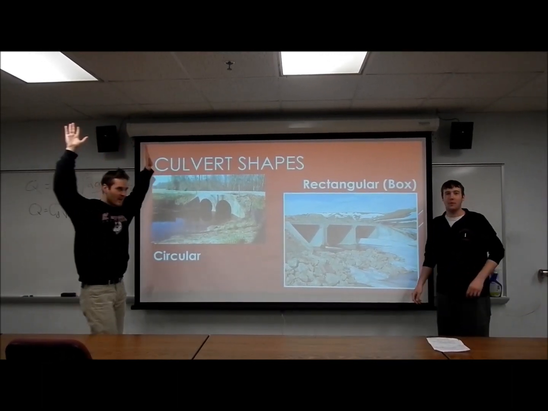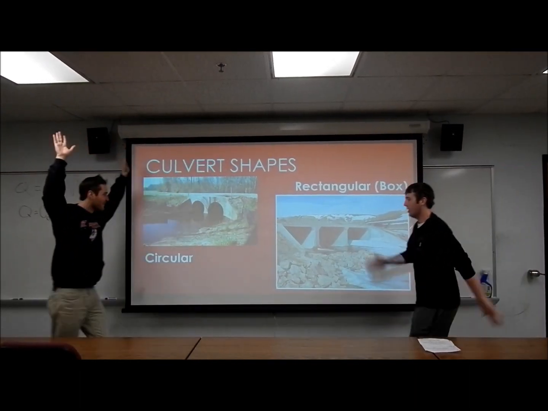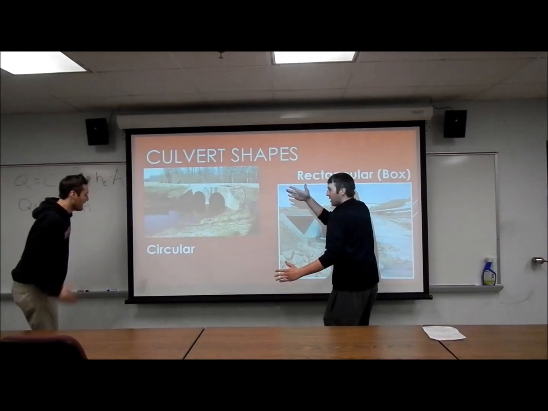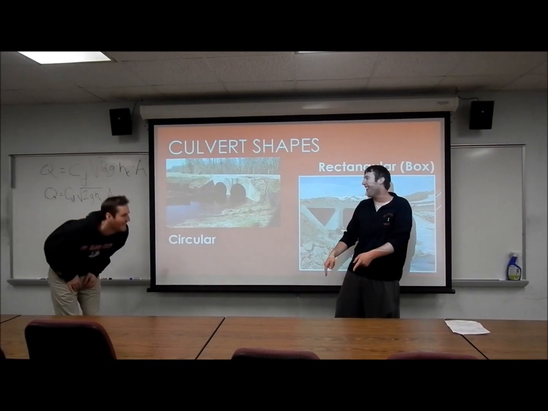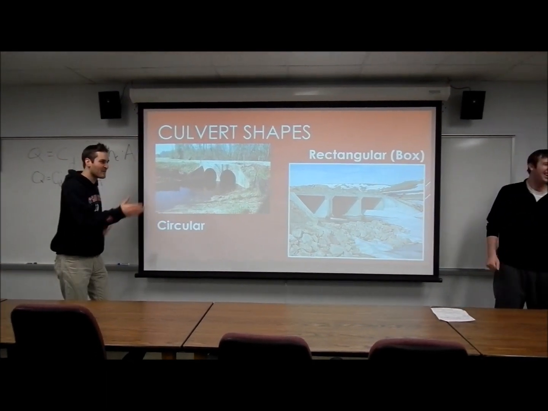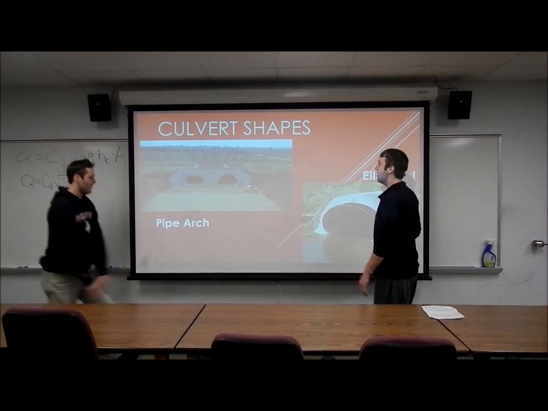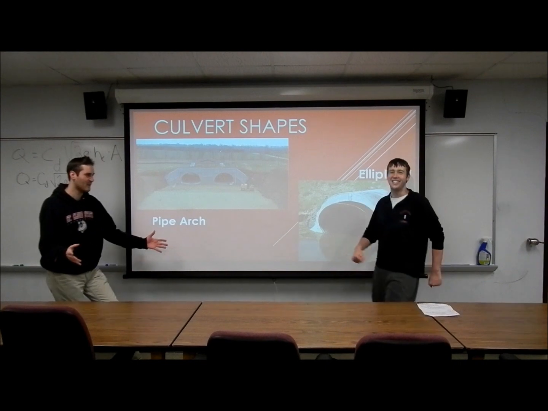Okay. So what is a culvert? There are many different shapes of culverts. Sometimes there are square culverts at 90-degree angles. Sometimes there are circular culverts. Oval. These different shapes allow for different flows. Pipe arch. Ellipticals that allow percolation into the ground.